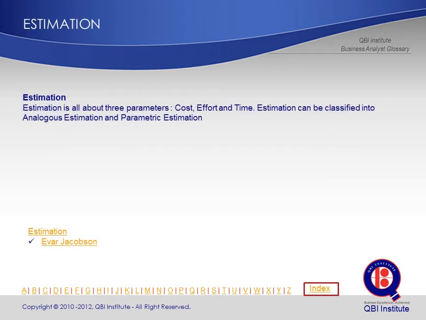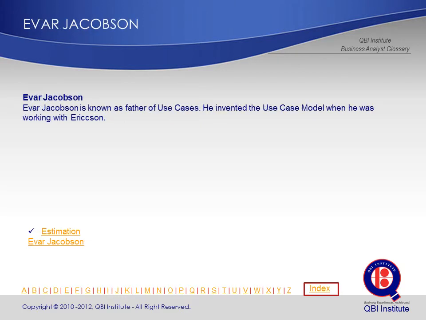Estimation. Estimation is all about three parameters: cost, effort, and time. Estimation can be classified into two types: analogous estimation and parametric estimation. Edward Jacobson. Edward Jacobson is known as the father of use cases. He invented the use case model when he was working with Ericsson.